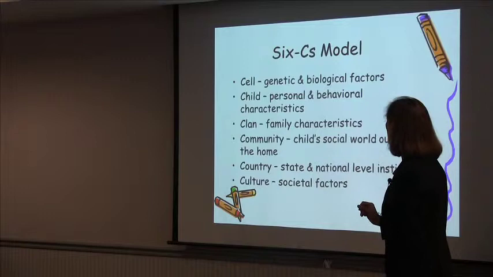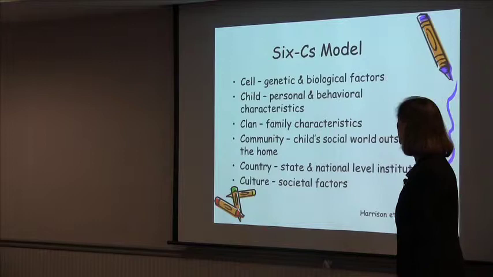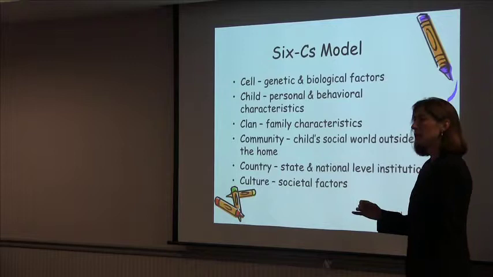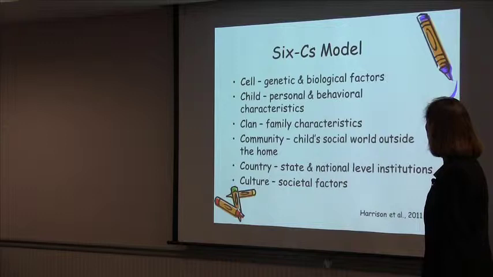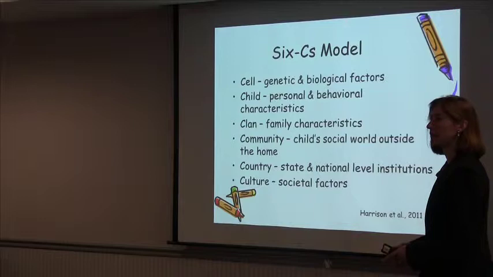But the Six C's are cellular factors, including genetic and biological factors, child factors, including personal and behavioral characteristics. Clan here refers to the family characteristics, I jumped ahead. Community, the child's social world outside of the home. Country, so looking at state and national level institutions. And then finally, culture, including societal level factors.